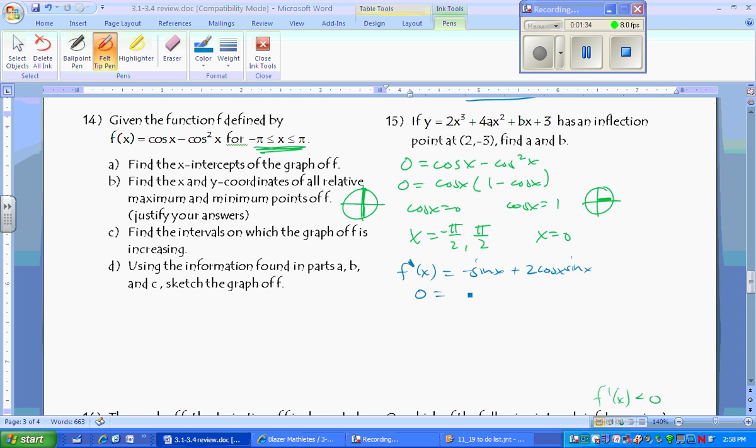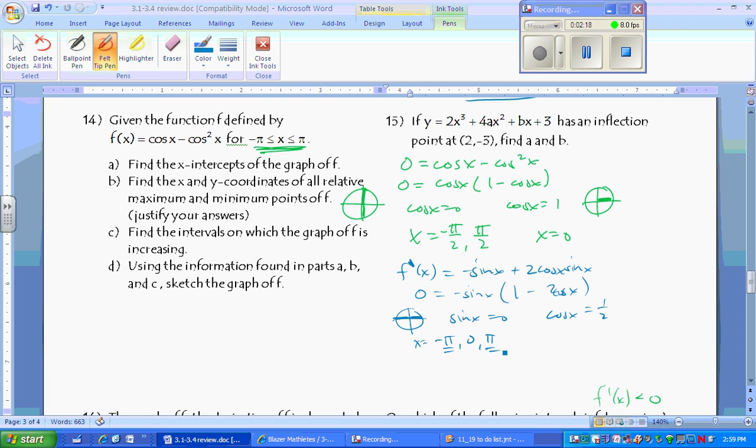So we need to know when this is 0. We can factor out a negative sine of x here, and we get 1 minus 2 times cosine of x. So either the sine of x equals 0 or cosine of x equals 1/2. So if sine of x is equal to 0, that would be here and here, but it has to be between negative pi and pi. So actually, the way we'd write this is negative pi, 0, and pi.